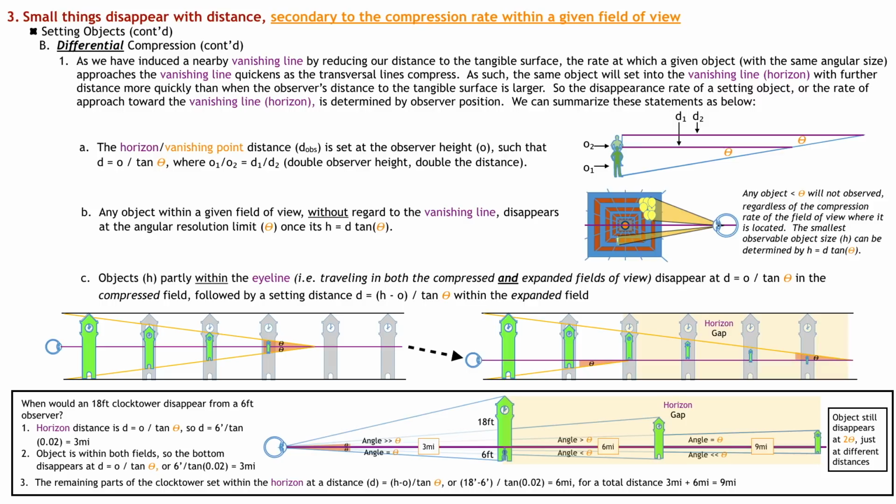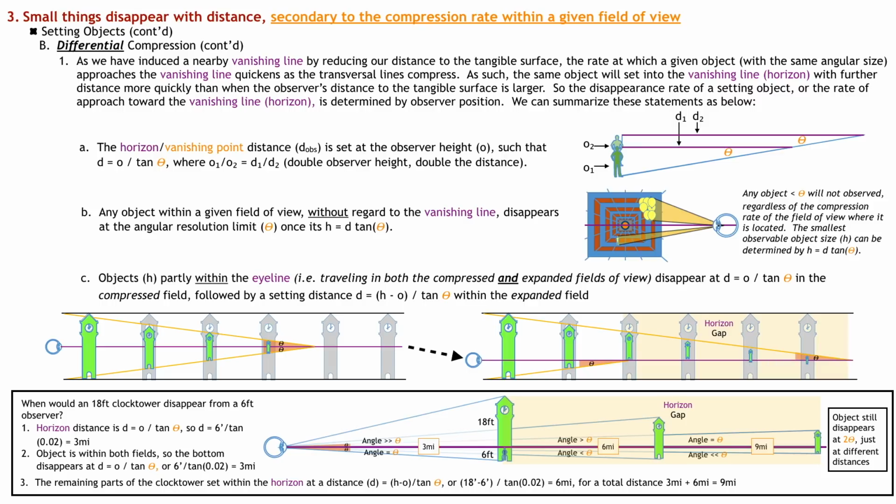And hopefully the diagram that is shown makes a little bit more sense now, just for this clock tower, where again we've induced a nearby horizon by lowering our eye height, and we have created a further horizon along the top aspect of the clock tower. So when would an 18-foot clock tower disappear from a 6-foot observer? That's the question. We're going to first set our horizon distance, using the same rule: d equal to the observer height divided by tangent theta. So we have distance equal to 6 feet divided by tangent of 0.02, which gets us 3 miles. So we're going to be able to see 3 miles along the ground.